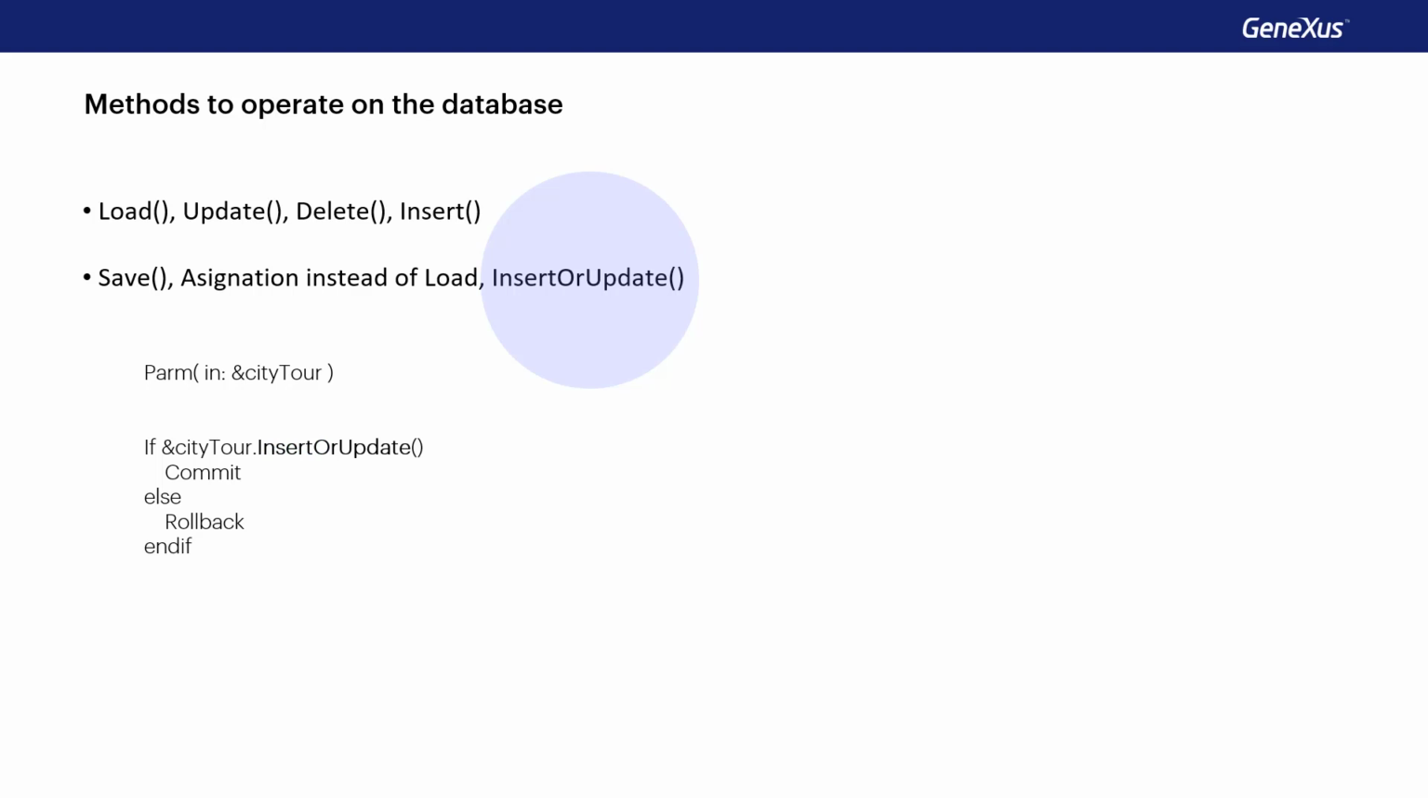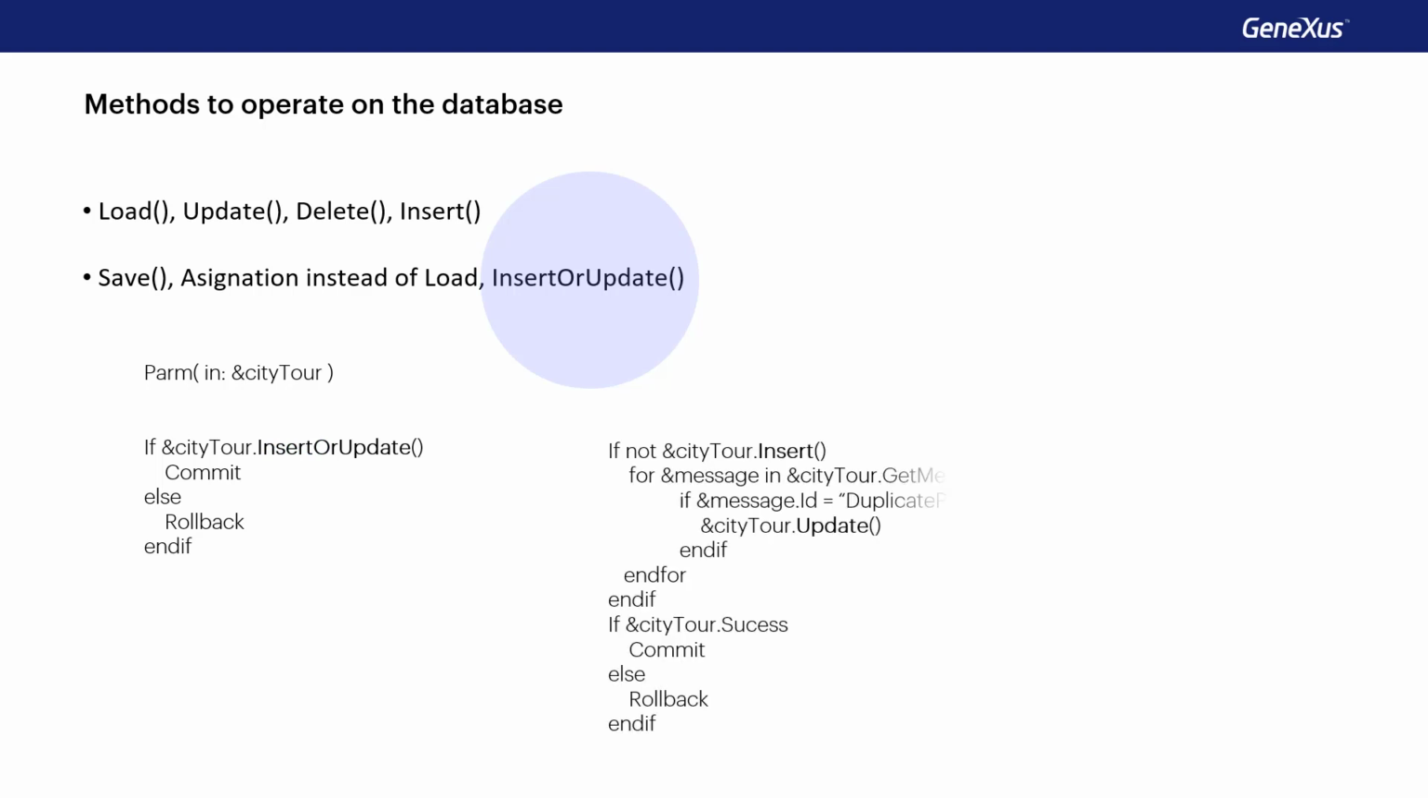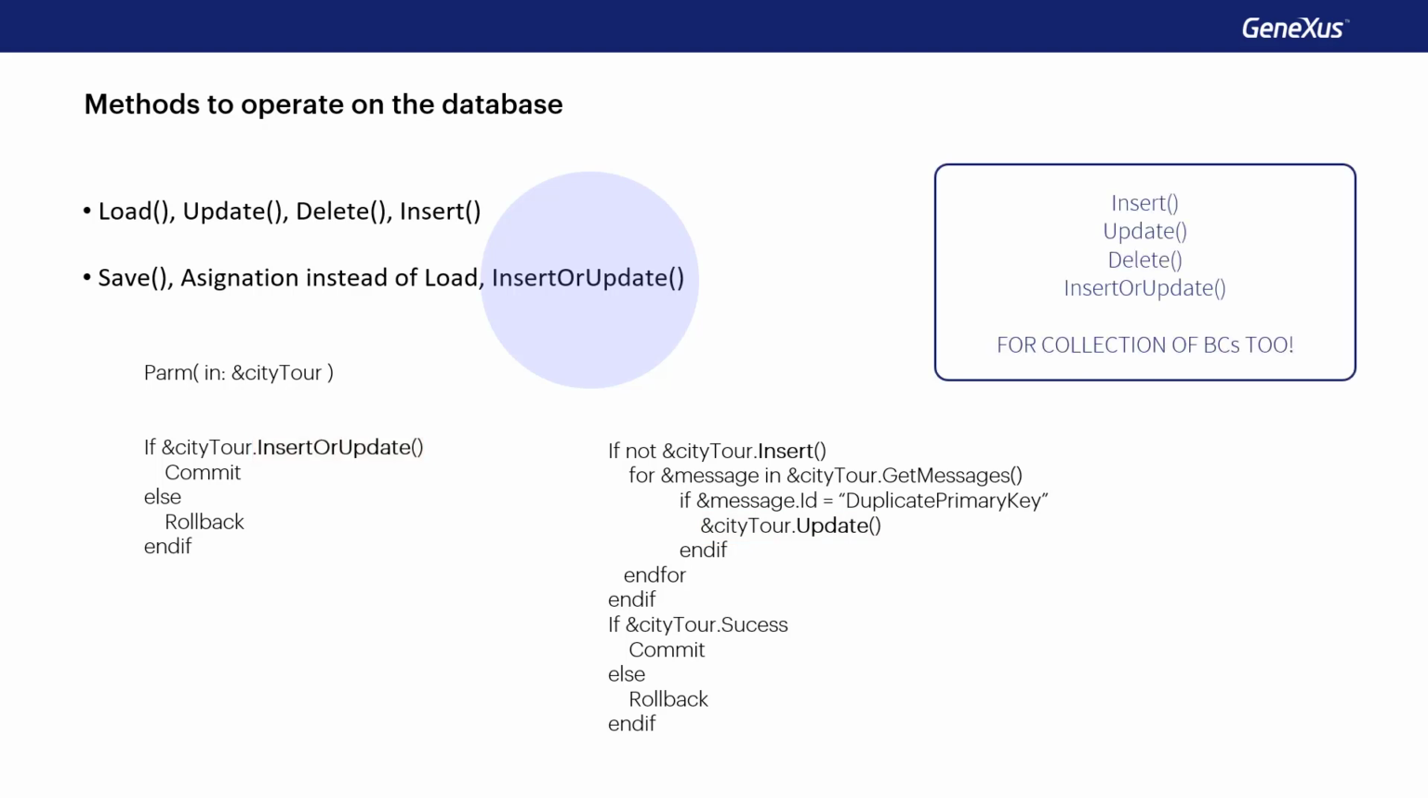The InsertOrUpdate method saves us from having to program both possibilities ourselves. That is to say, try to insert, and if that fails because of a duplicate key, and not something else, then try the update. This is exactly what InsertOrUpdate does. Also, remember that insert, update, delete, and InsertOrUpdate can be used on the variables of the business component collection type, which is the other case where this last method will be very useful.